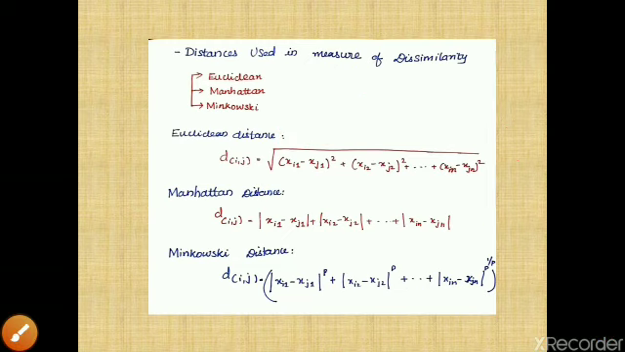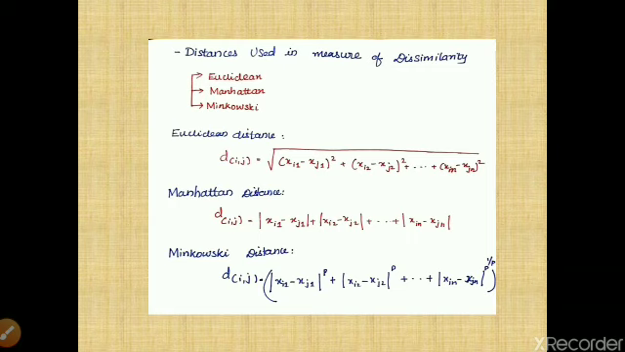Next is Minkowski distance. This is the generalization of both Euclidean and Manhattan distance. It is given by the equation d of ij is equal to, mod xi1 minus xj1 whole raised to p plus mod xi2 minus xj2 whole raised to p etc. up to mod xin minus xjn whole raised to p, the whole raised to 1 by p. Here p is a positive integer, and the Lp distance is also called the Lp norm. So the Minkowski distance is also known as the Lp norm.